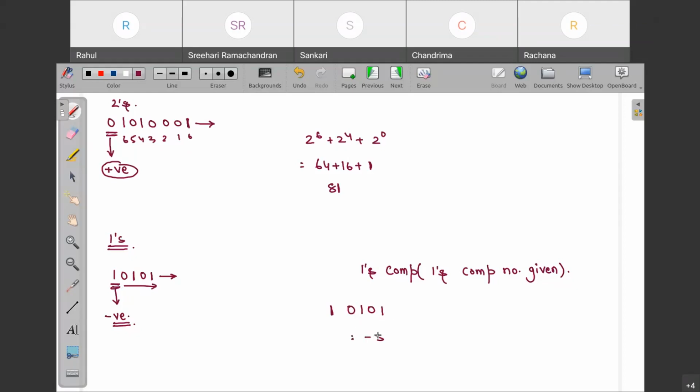So minus 5. Again, why are you guys getting 10? I am not getting that. You shouldn't consider the sign bit while calculating your magnitude. This shouldn't be taken into consideration for calculating your magnitude. Is that understood? How are you guys getting minus 10? I am not able to understand that.